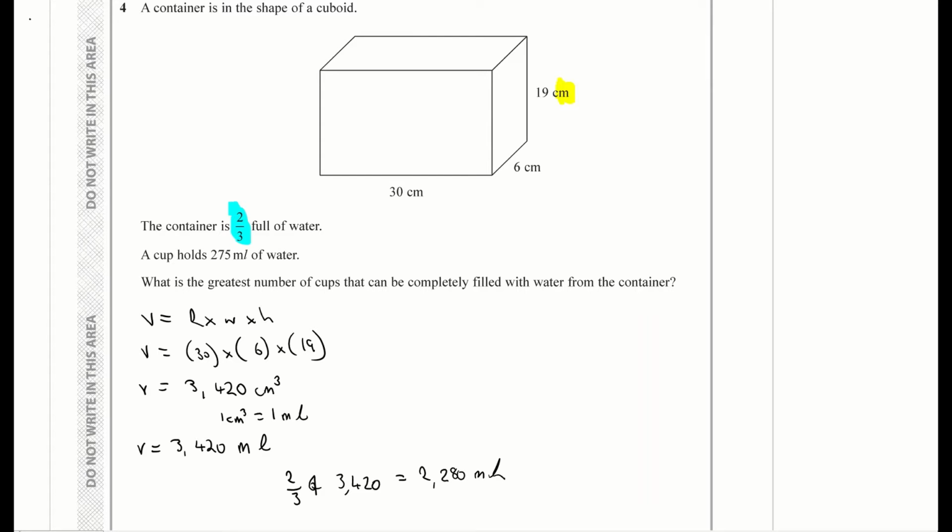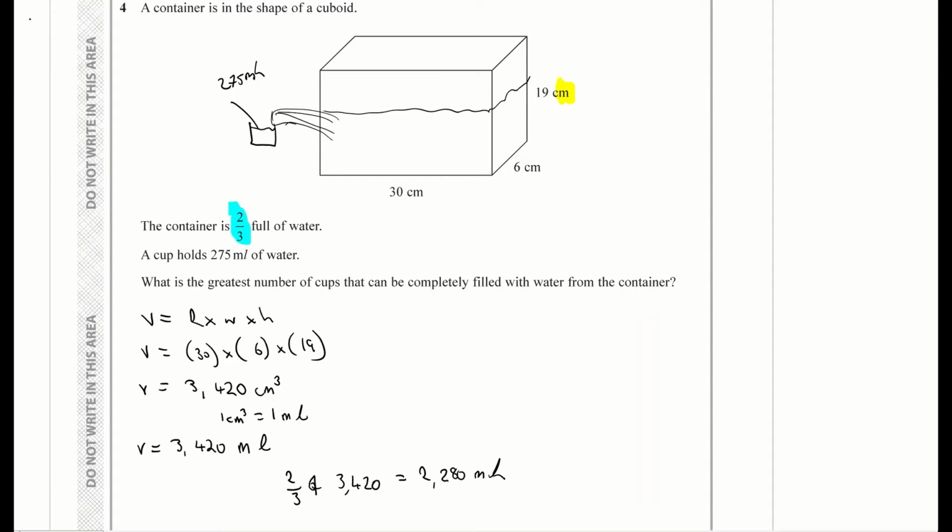And that is the volume of water bringing up this shape to about 2/3 full. Now, the next part of that question is telling us that we now have a cup, and in this cup, we have 275 milliliters in it. We want to basically find out how many cups I can make if I keep pouring the water from the container into cups.